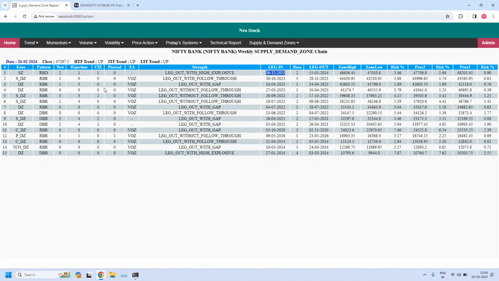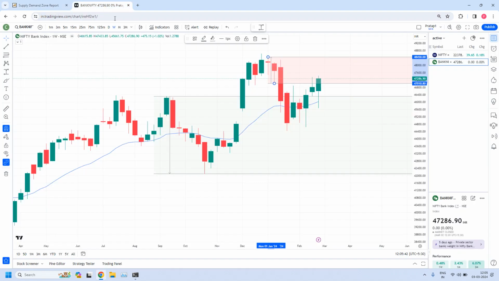So what about the demand zone? We have a high liquidity demand zone, tested once. It was generated on 30 October 2023, with three base candles. This is the one. Let us draw the zone.